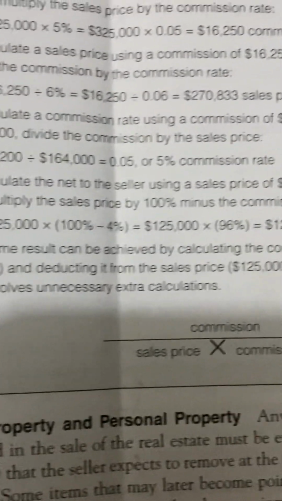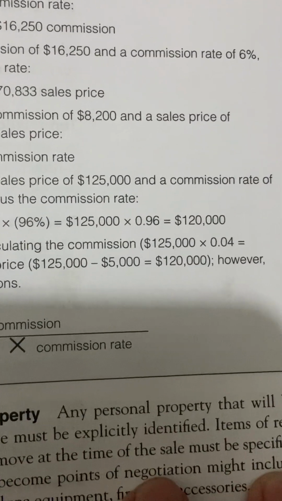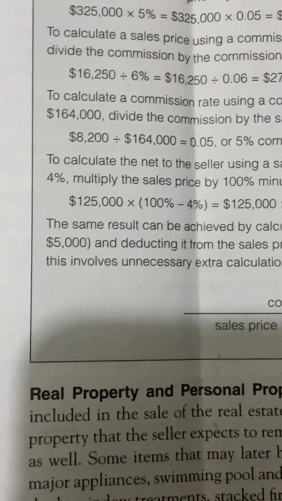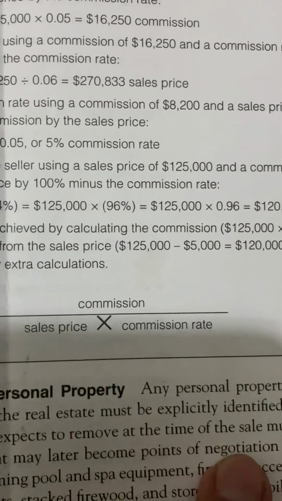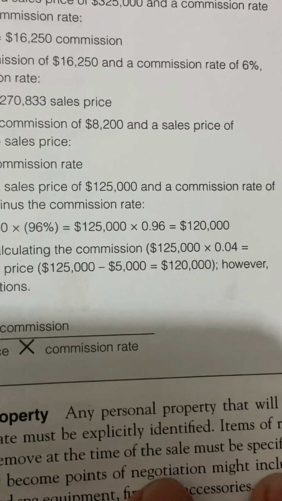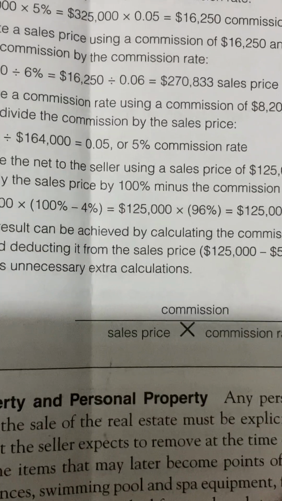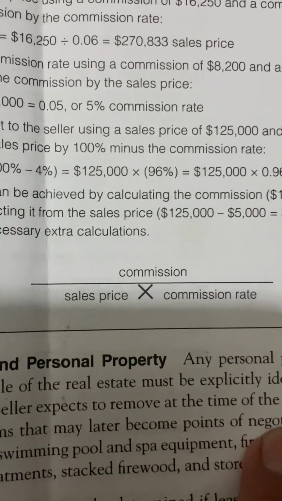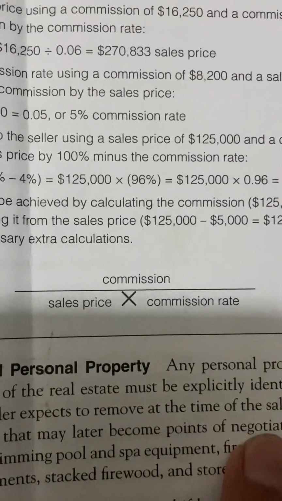The same result can be achieved by calculating the commission. $125,000 multiplied by 0.04 equals $5,000 and deducting it from the sales price. $125,000 minus $5,000 equals $120,000. However, this involves unnecessary extra calculations. Here's the formula. Commission divided by whatever the sales price multiplied by the commission rate.